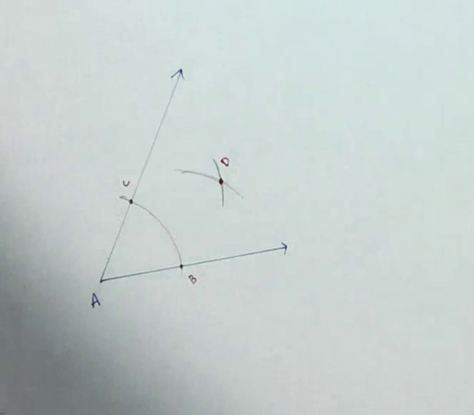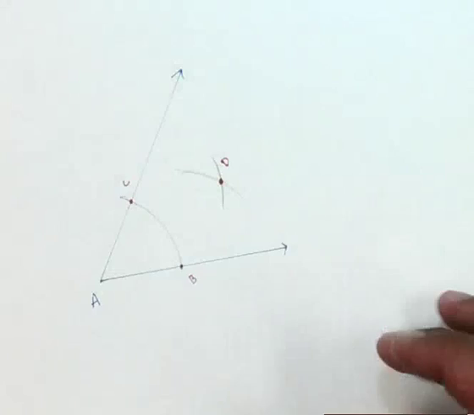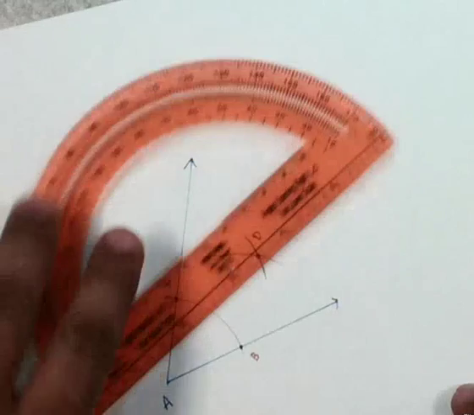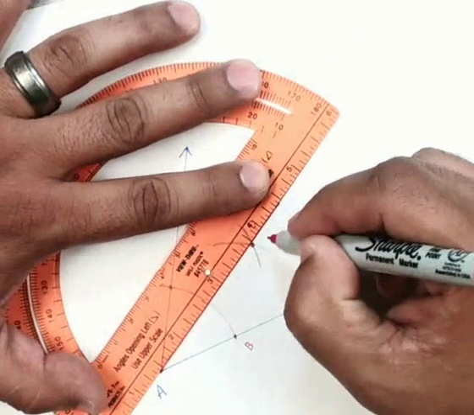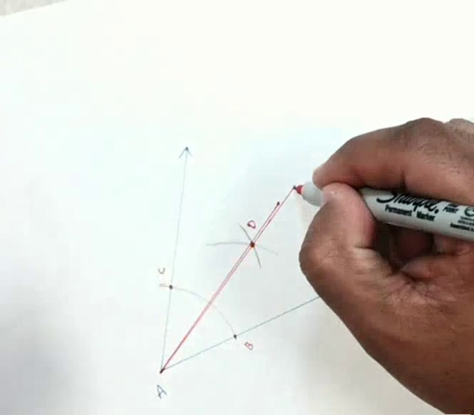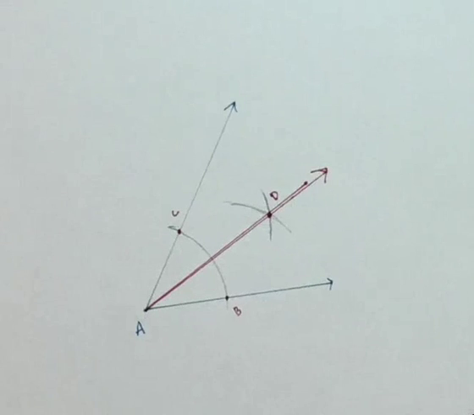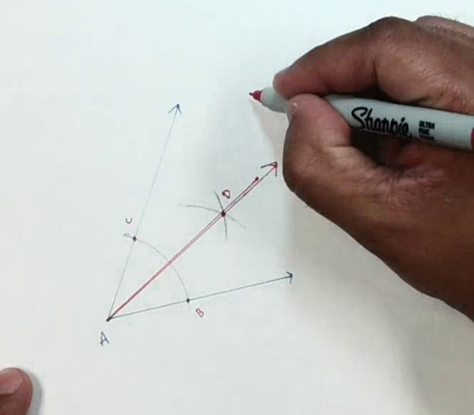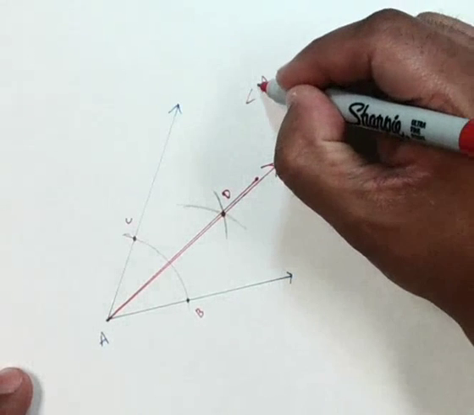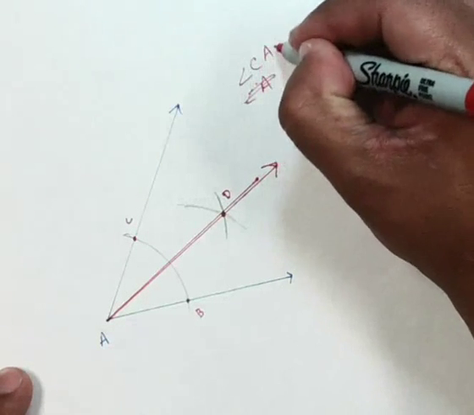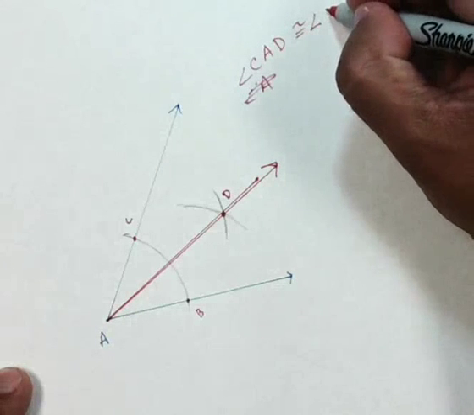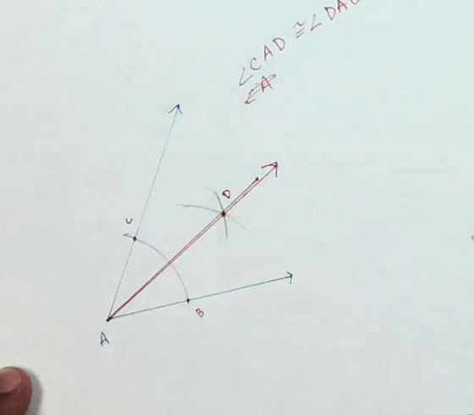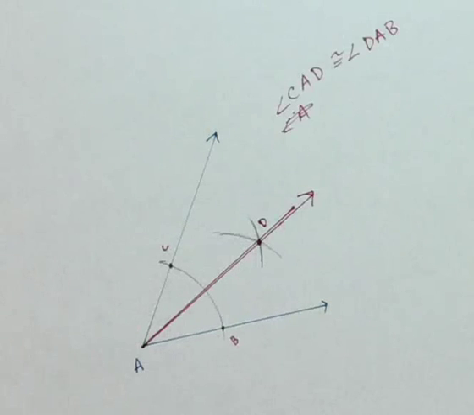All right, and then if I take a straight edge and connect A to D, that splits the angle in half. Okay, and so angle CAD is congruent to angle DAB. All right, and that concludes our constructions for angles. We'll see you in class.